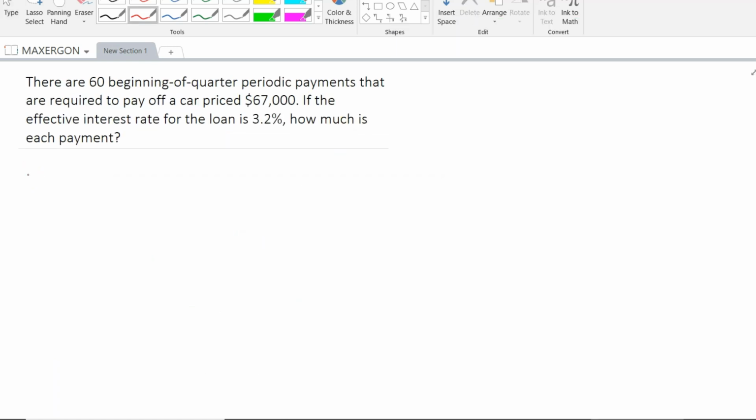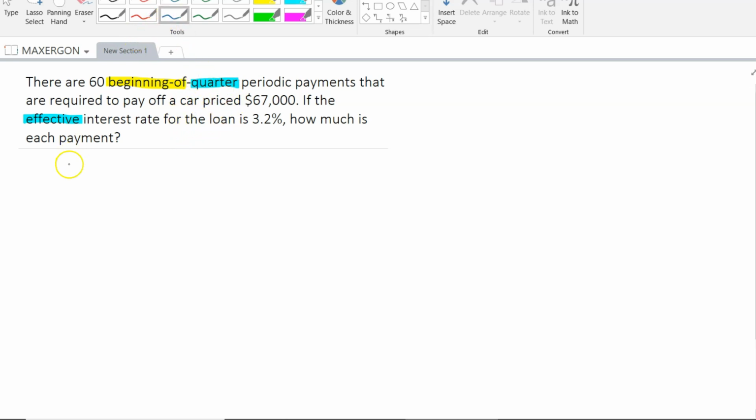There are 60 beginning of quarter periodic payments that are required to pay off a car priced $67,000. If the effective rate on the loan is 3.2%, how much is each payment? In this problem, we have a due annuity because these are beginning of quarter payments. Also, payments are happening every quarter, and the rate is effective, which means that it's compounded annually. Because the rate is compounded annually, and because payments are quarterly, we have a general annuity. Thus, we have due general annuity.